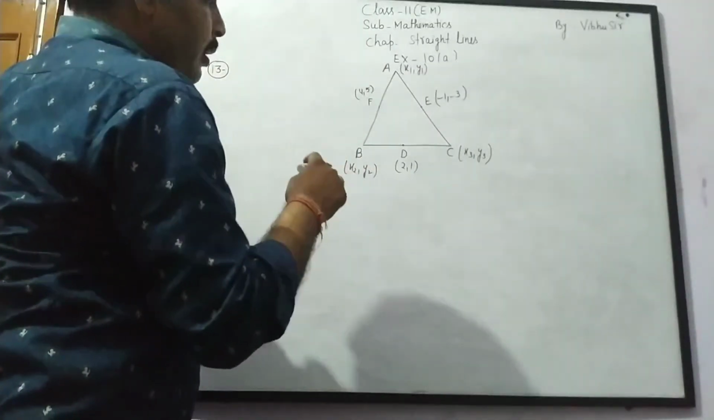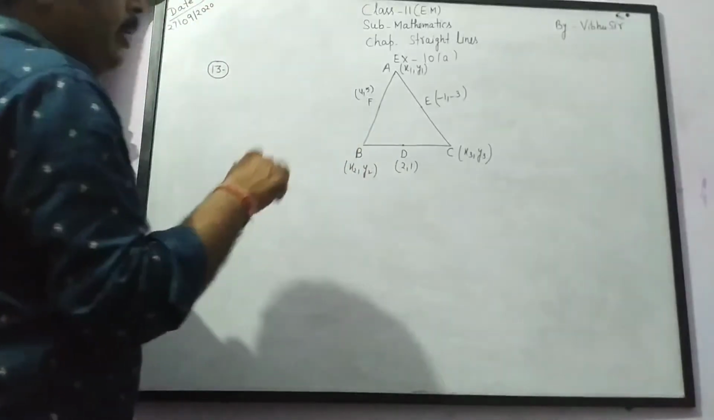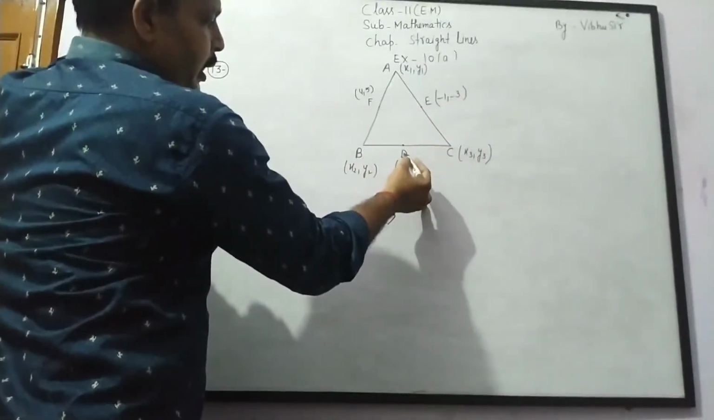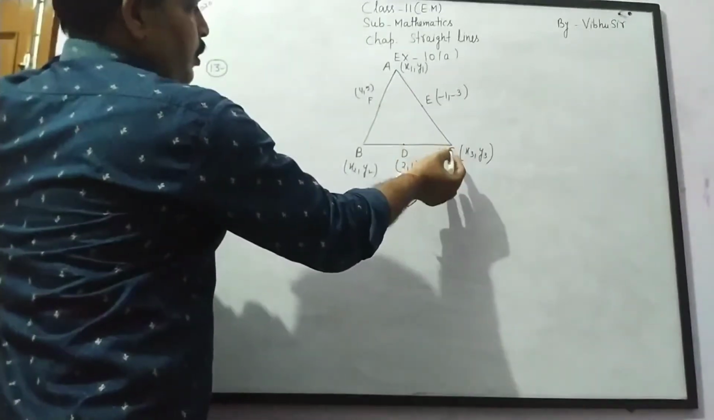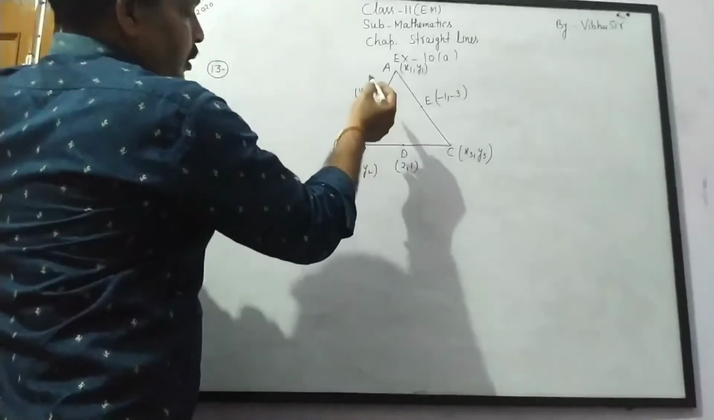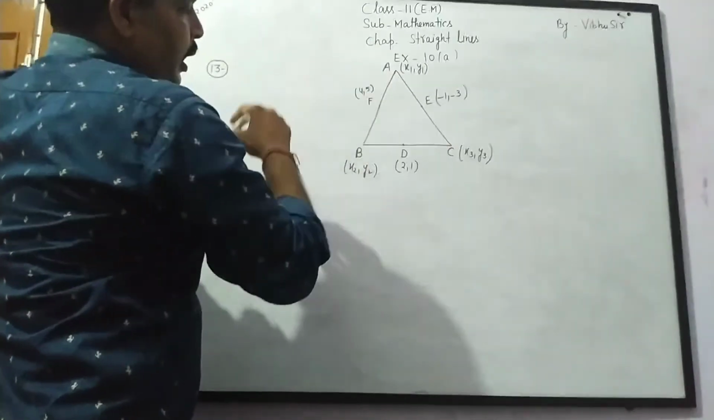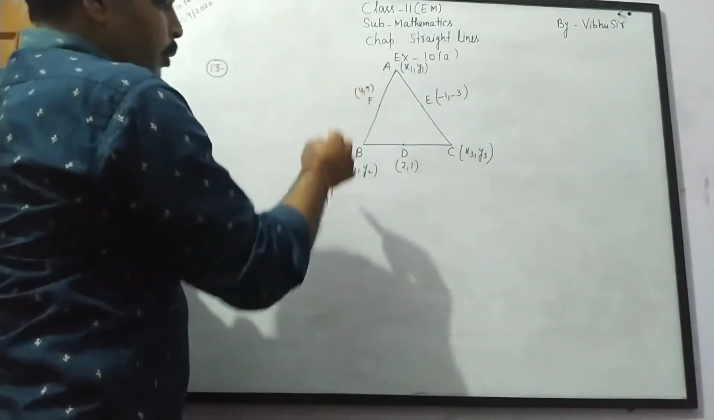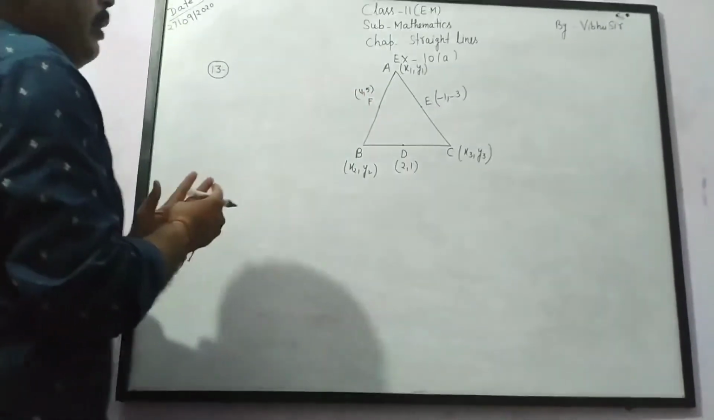Given that the midpoint of side BC is D, with coordinates (2, 1). The midpoint of AC is E, with coordinates (-1, -3). The midpoint of AB is F, whose coordinates are (4, 5). Find the values of x1, y1, x2, y2 and x3, y3.